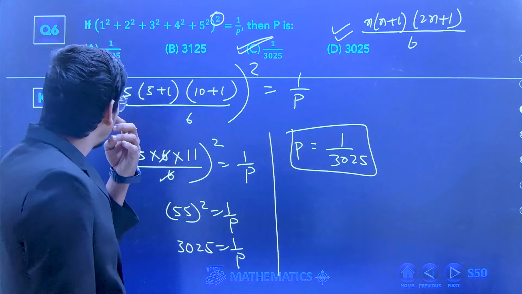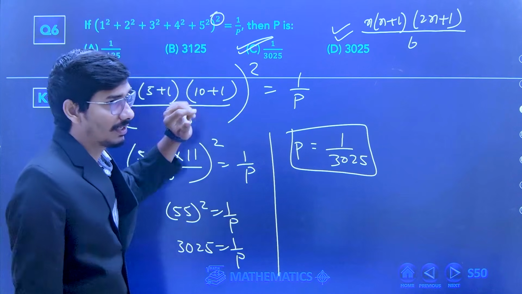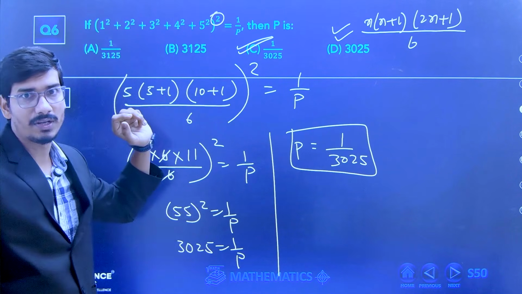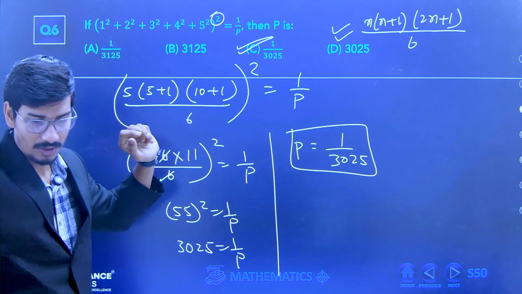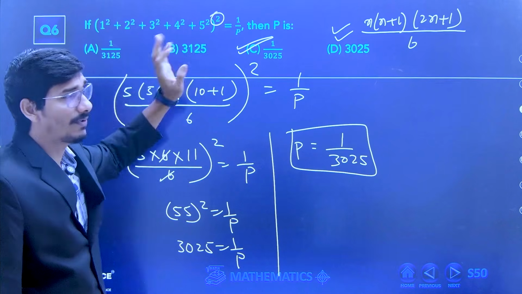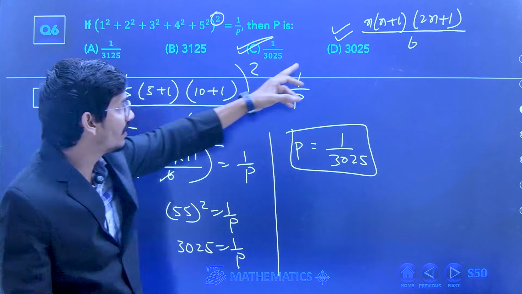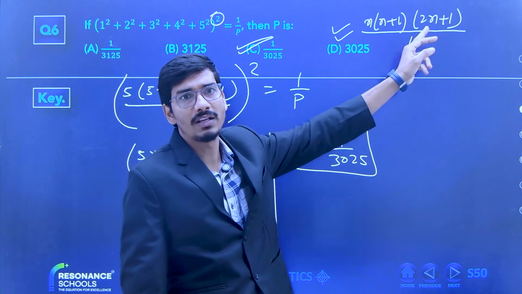Now come to the next. Listen again, beta. Simple. 1 square, 2 square, 3 square, 4 square, 5 square. So in this case, we have the squares of the first 5 natural numbers. The formula is this one. We can put n equals to 5.